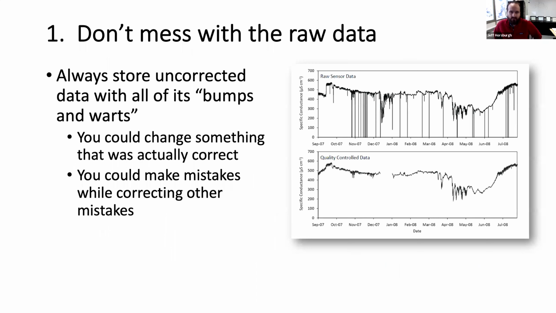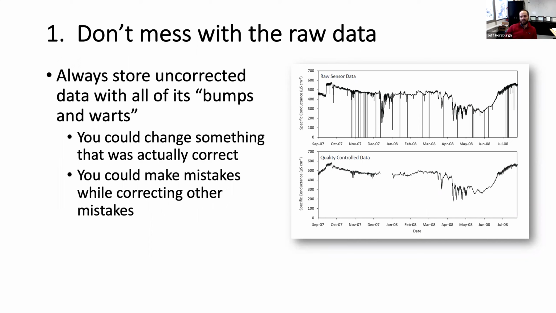So number one, don't mess with the raw data. Always store the data uncorrected with all of its bumps and warts, as described by this paper. Because if you change the data, if you correct the data to remove obvious errors that you think are errors, you could actually change something that was correct, and you could make mistakes while correcting other mistakes.